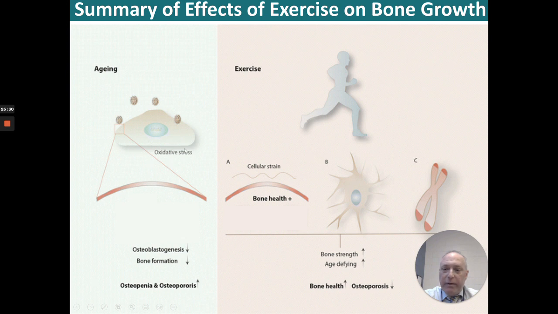Now, aging is associated with levels of oxidative stress, and what this does is it decreases the osteoblast activity, decreases bone formation, and it can lead to osteoporosis and osteopenia. However, exercise, when you've got strain, stress, muscles pulling on the bone, this is a good thing. It strengthens the bone, causes more osteoblasts to be created, and then turns on certain genes. This is a chromosome, which increases bone health and will decrease osteoporosis.